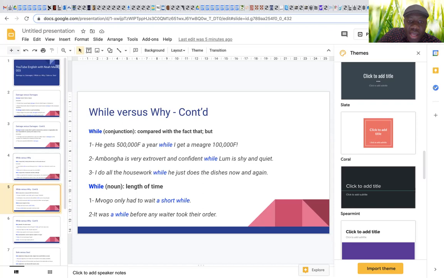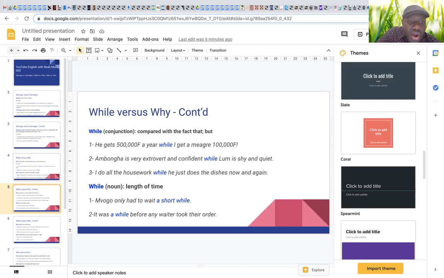Two, Ambonga is very extrovert and confident while Lum is shy and quiet. Ambonga is very extrovert, outspoken and confident, while Lum is shy and quiet, meaning but Lum is shy and quiet. Perhaps they're twins, perhaps they're sisters, perhaps they're friends.